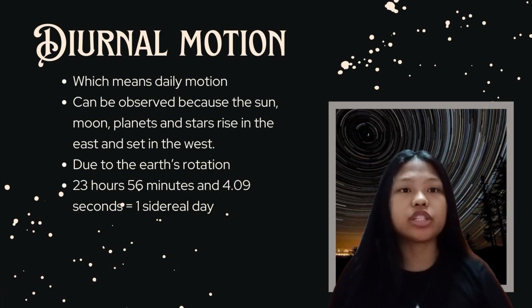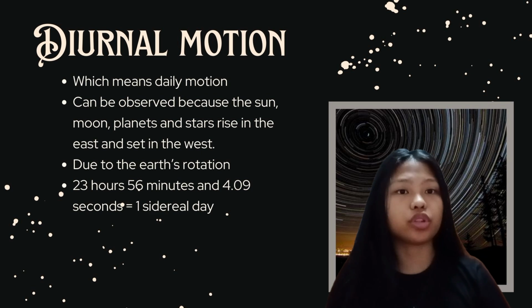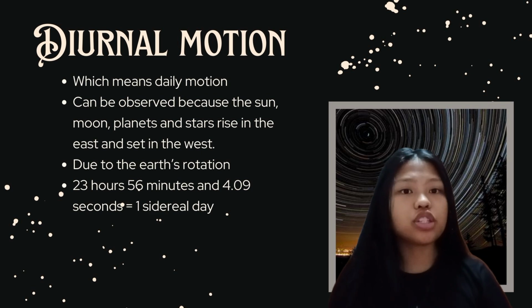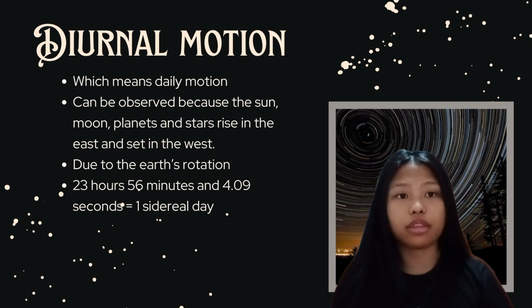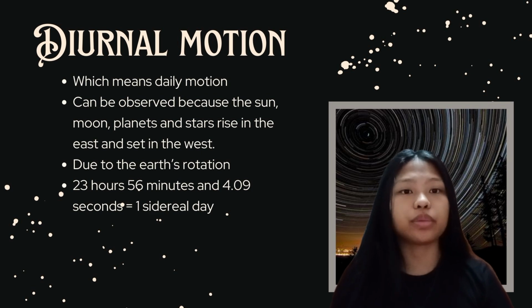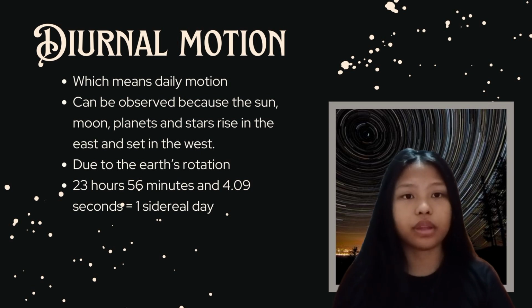Diurnal motion, which means daily motion and is due to the Earth's rotation. Essentially, it describes the movement of stars and other celestial bodies around the Earth. Now, the path that celestial bodies take to complete diurnal motion is called the diurnal circle. So when observing the night sky, you'll notice the stars move from east to west.